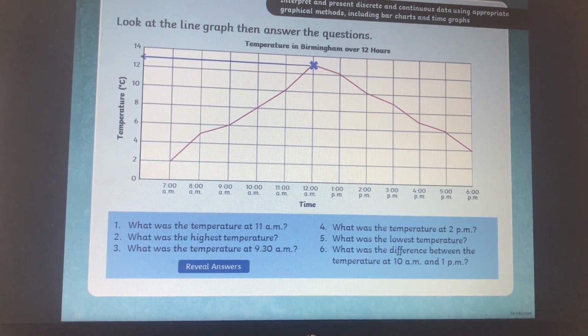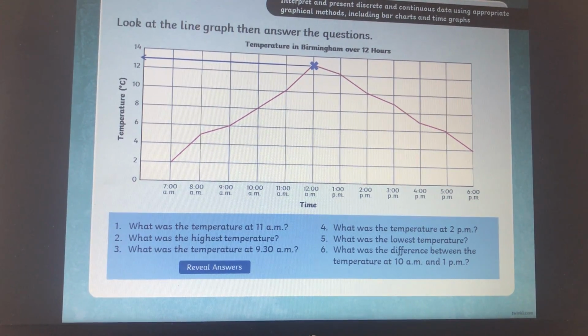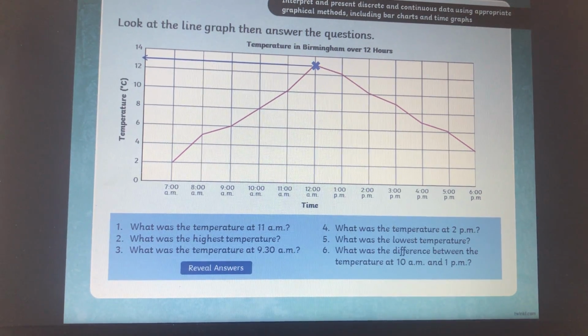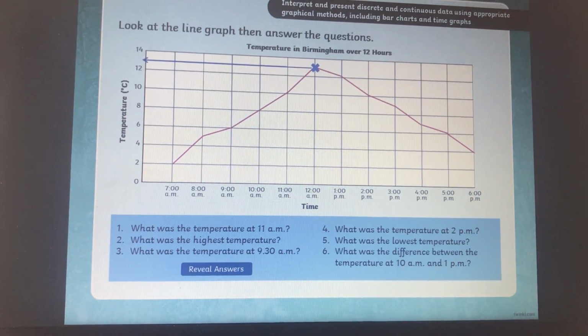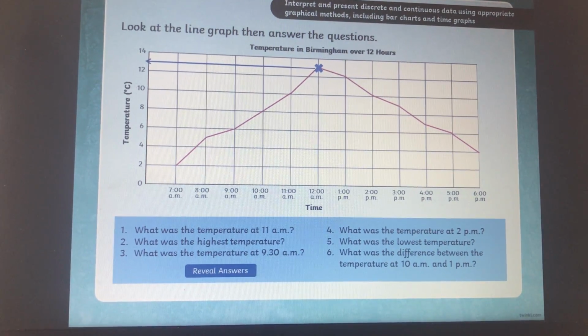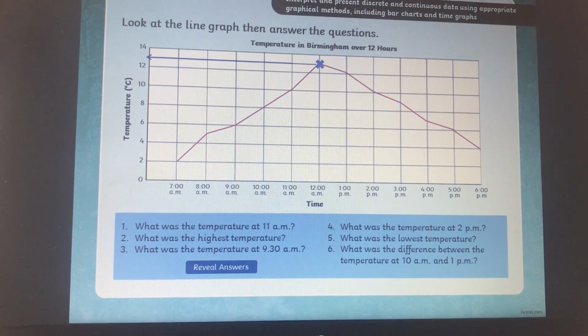Question 2. What was the highest temperature? To work this out, I've plotted the highest point on the graph with an X. I've then used an arrow to look across the line graph and worked out the answer. The highest temperature recorded is 13.